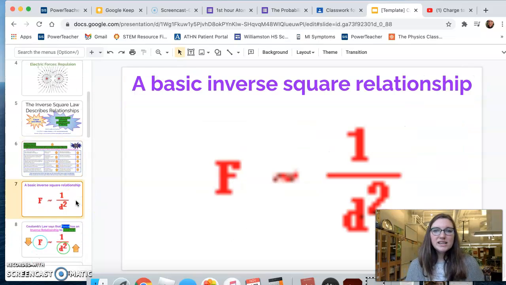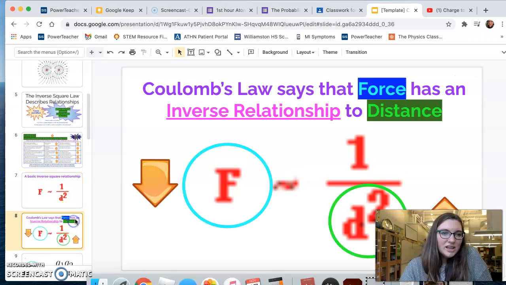So a basic inverse square relationship is like this. I apologize for the blurry graphic here. But force is about equal to 1 over the distance squared. That's what an inverse relationship is mathematically. So Coulomb's law says that force has an inverse relationship to distance. When distance goes up, force goes down. When distance goes down, force is going to go up.